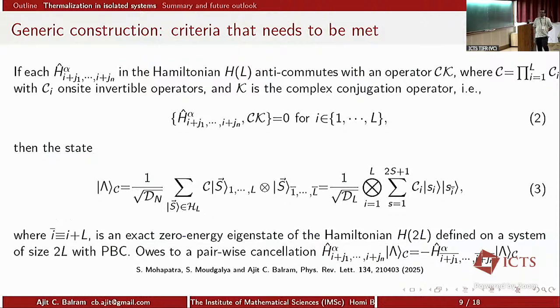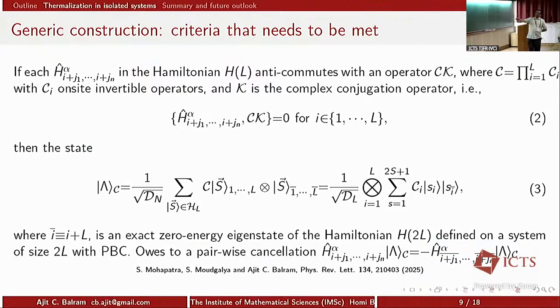So what is the criterion that the Hamiltonian needs to meet? If each of these terms, which we call local terms, anti-commutes with an operator C times K, where K is the standard complex conjugation operator, and C, for the purposes of this talk, you should just consider to be a product of unitary operators, each of which is an on-site operator. If each term of the Hamiltonian anti-commutes with CK, then I claim there is a state you can write down, |lambda_C>, for a system of size 2L. So I started with a system of size L, and from that I can write a state which exists in a system of size 2L, twice the size of the original system.